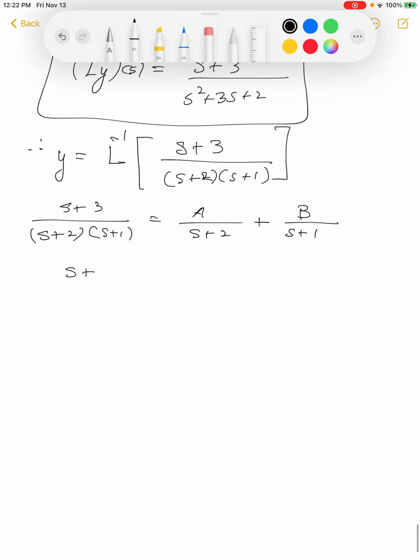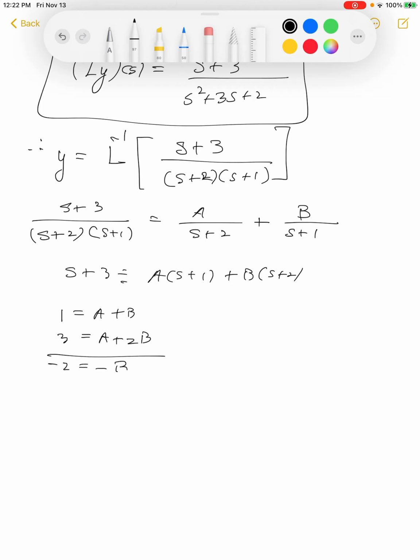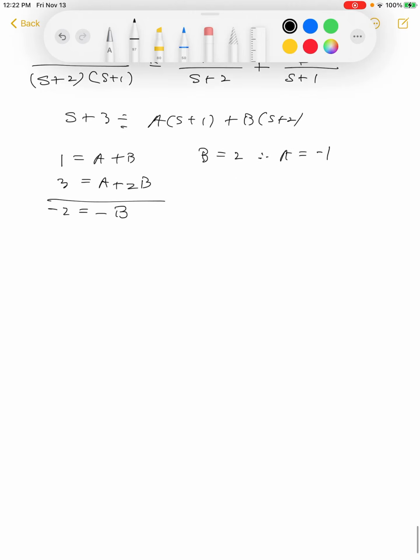Let's finish this by writing this in the partial fraction form. So you should get s plus 3 to be identically equal to a times s plus 1 plus b times s plus 2. That gives you 1 equal to a plus b and 3 equal to a plus 2b. So if I take the difference, I get minus 2 is equal to minus b. So b is 2, therefore a is minus 1, isn't it?